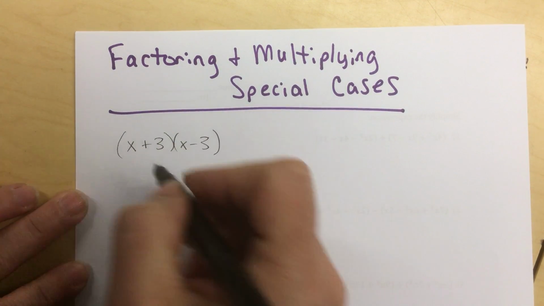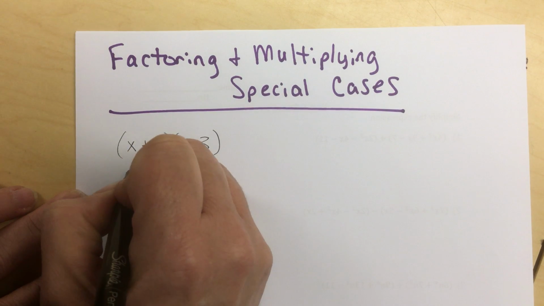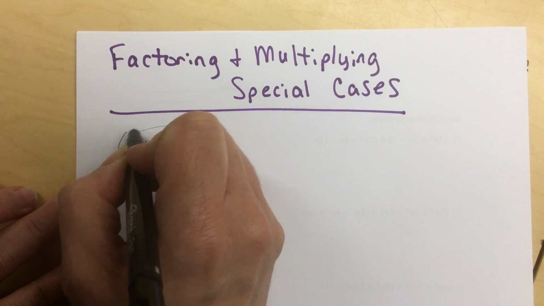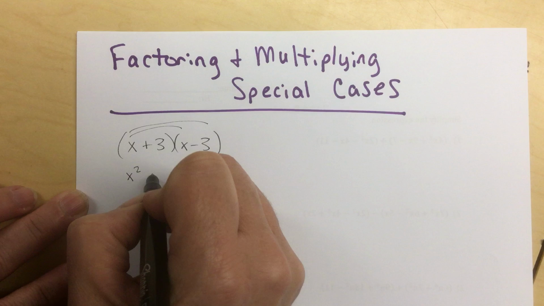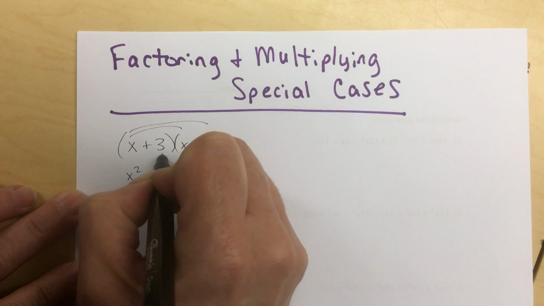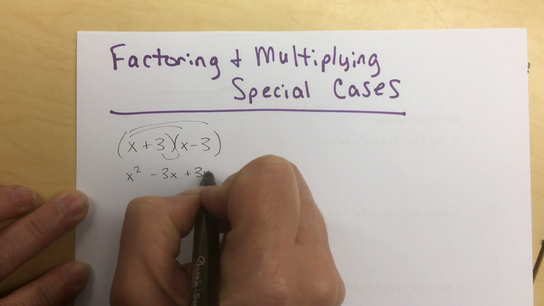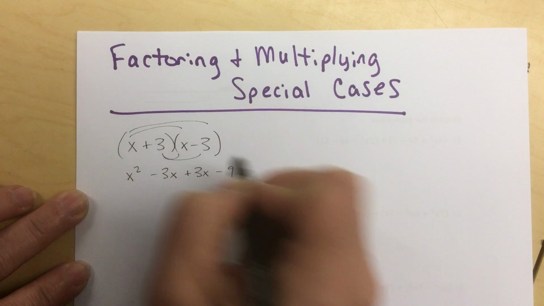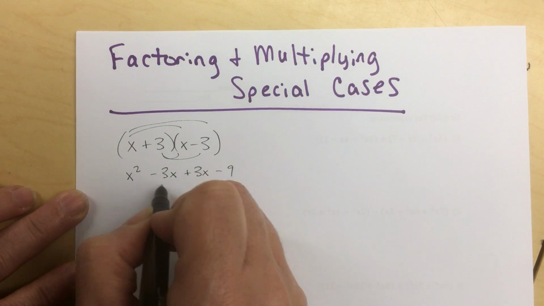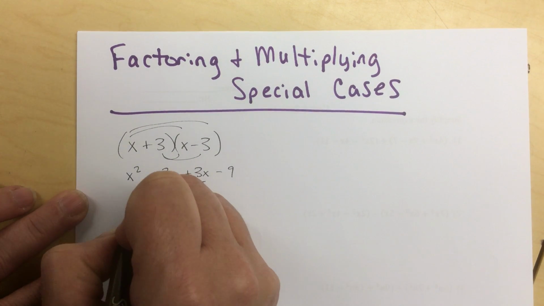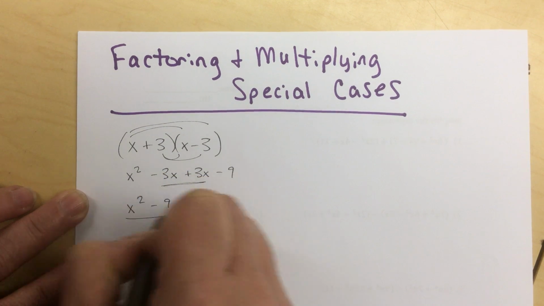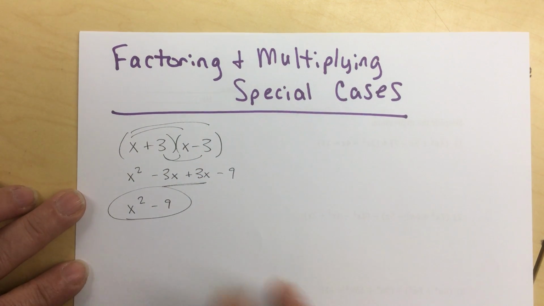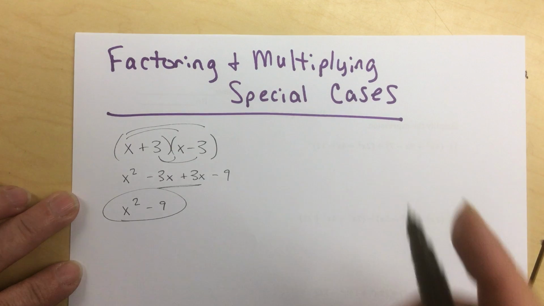And if you do it normally, you'll take x times x, and that's x squared, and then take x times negative 3, so you'd have negative 3x, and then you'd have plus 3x, and then you'd have minus 9. And then when you combine like terms, those two things cancel out, so you have x squared minus 9 for your answer. Okay, so I'm going to do a couple more of those, and I think you'll see the shortcut here.